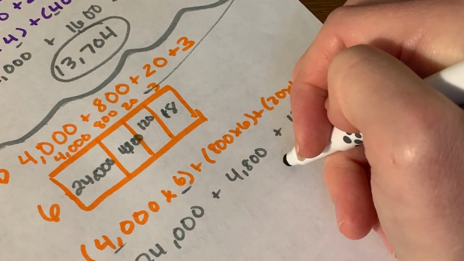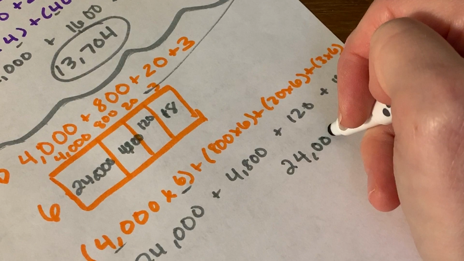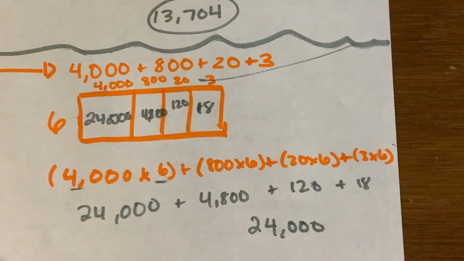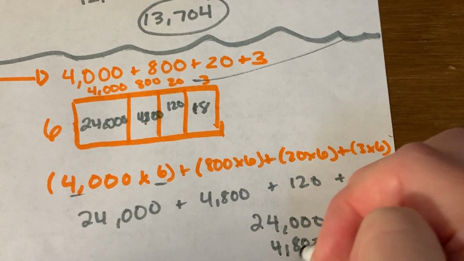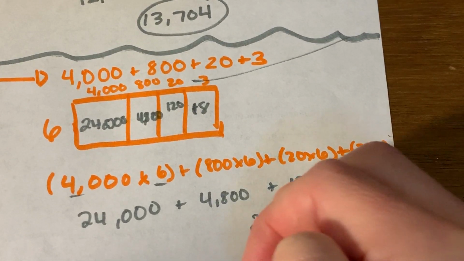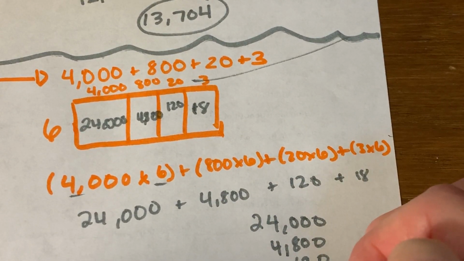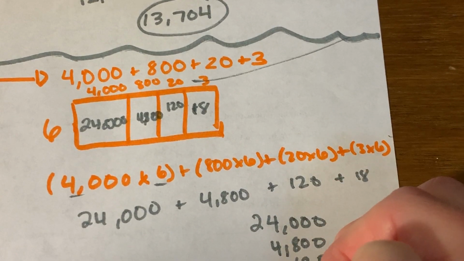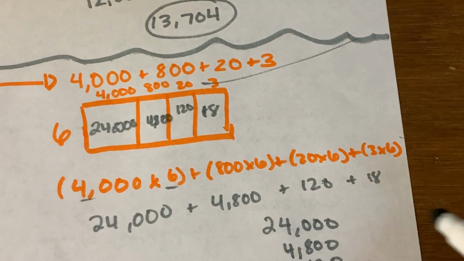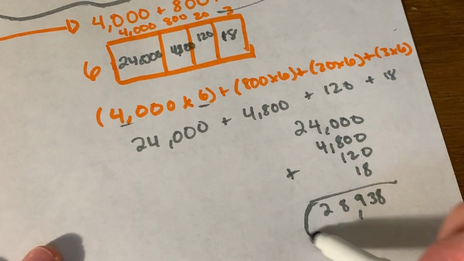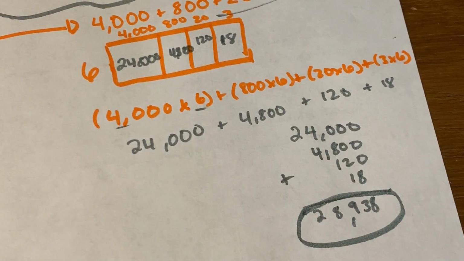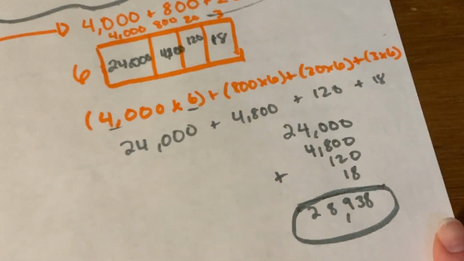And when I add all that together, 24,000, can you see that? 24,000 plus 4,800 plus 120 plus 18. When I add all that, I will indeed get 28,938 like I got over here. Okay? So you are solving that whichever way you are most comfortable with. I've shown you all three ways again.